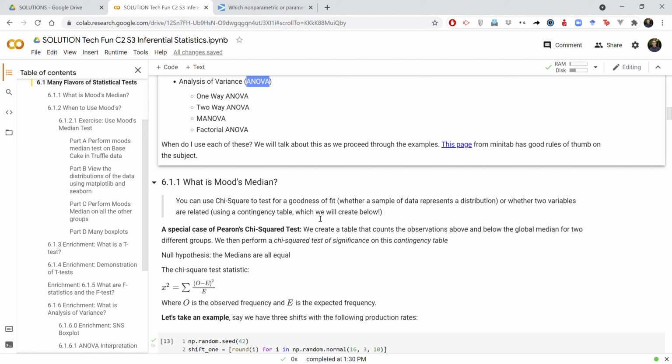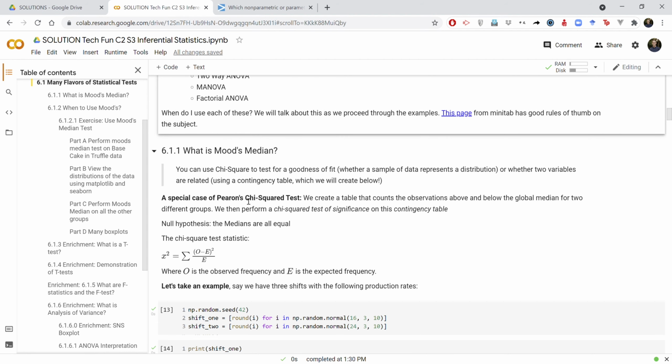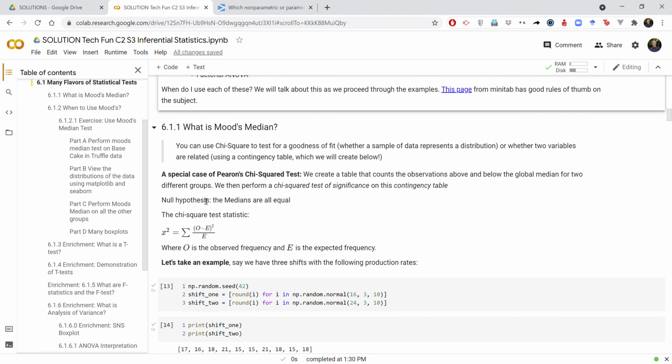What is Moods Median? This is a special case of Pearson's chi-squared test. We create a table that counts the observations above and below a global median for 2 different groups. We then perform a chi-squared test of significance on this contingency table. The null hypothesis of Moods median testing is that the medians are all equal. That is, the samples that we are analyzing are drawn from the same distribution.